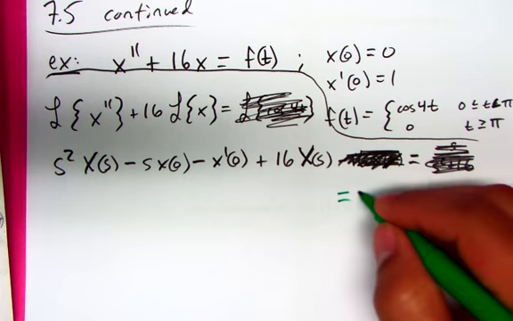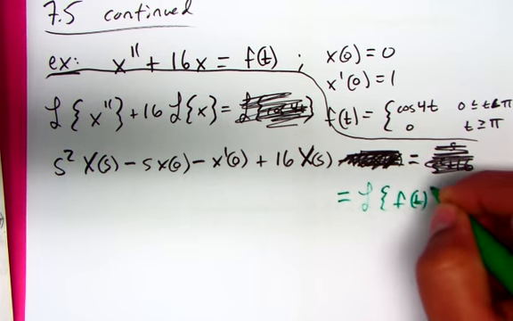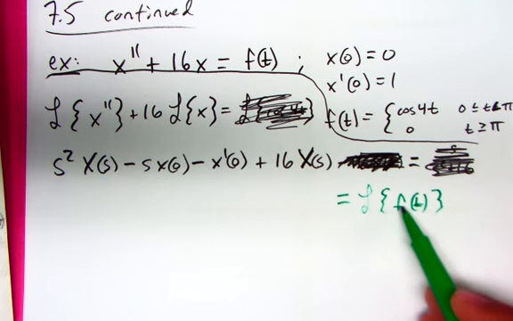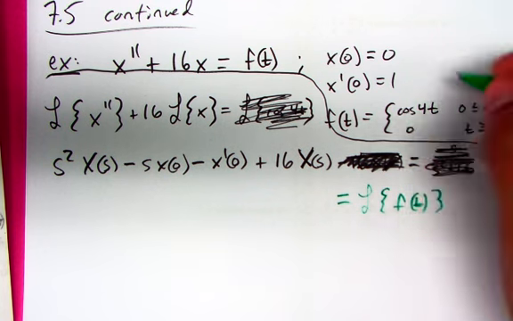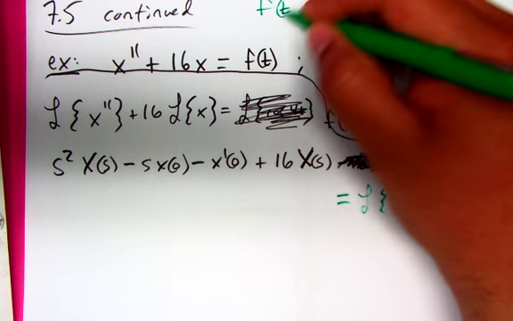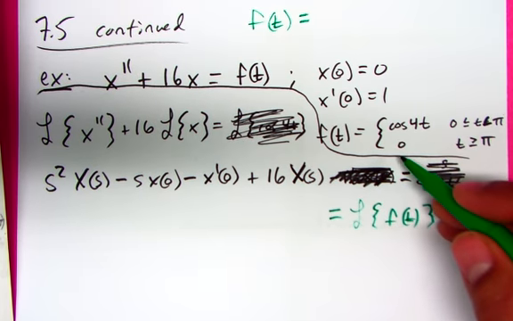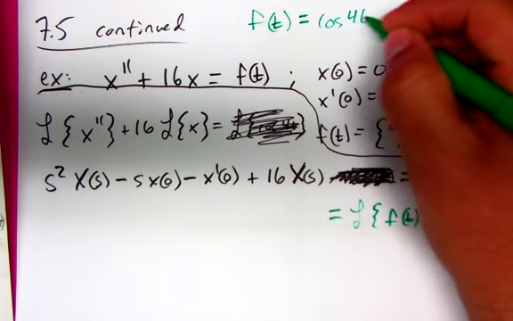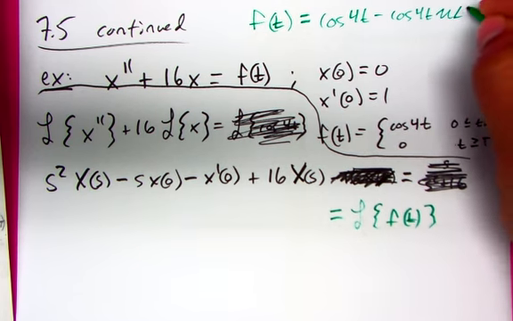Anyway, so we still have the Laplace transform of f of t. So over here we're going to try to write this in the condensed notation that we've been using in 7.3, I think. So let's write that out. What will f of t be if I use that unit step function?